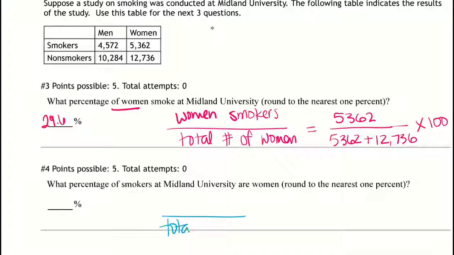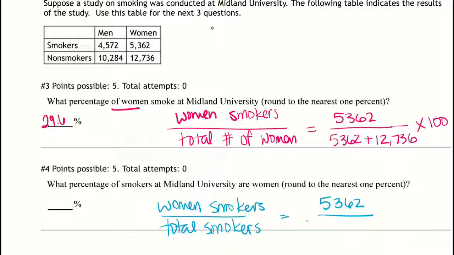So now it's "of smokers," so the total number of smokers is going to be the denominator. And we're still looking at women, so women smokers will still be the numerator. So what we're changing is the denominator, and when we make a change in either of those, our percentage is going to change.